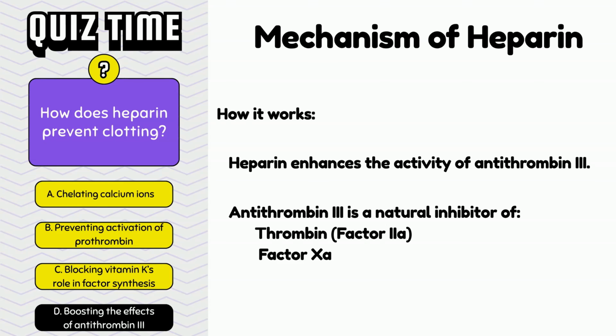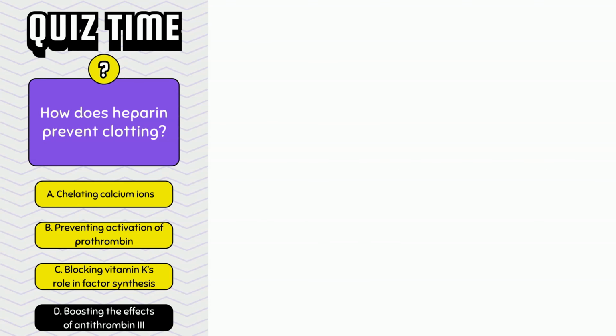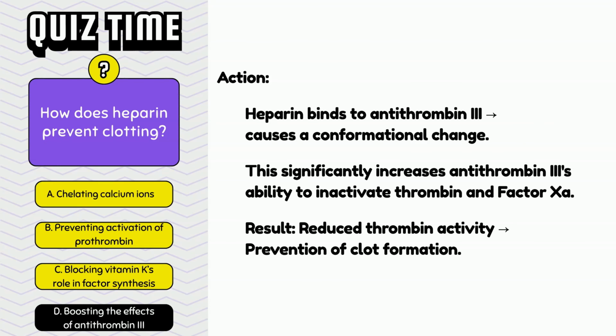Heparin binds to antithrombin III, causing a conformational change that significantly increases its ability to inactivate thrombin and factor Xa. This makes heparin a very effective anticoagulant by accelerating the action of antithrombin III. Heparin does not directly interfere with the clotting factors themselves, but rather enhances the body's natural anticoagulation system, leading to reduced thrombin activity and clot formation.